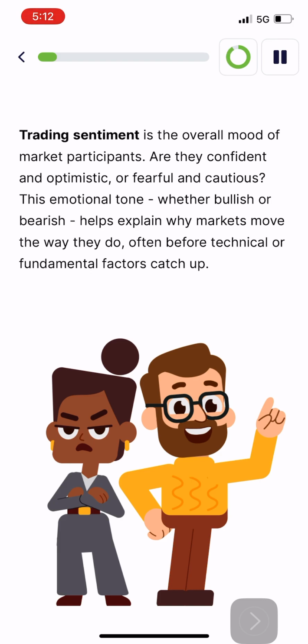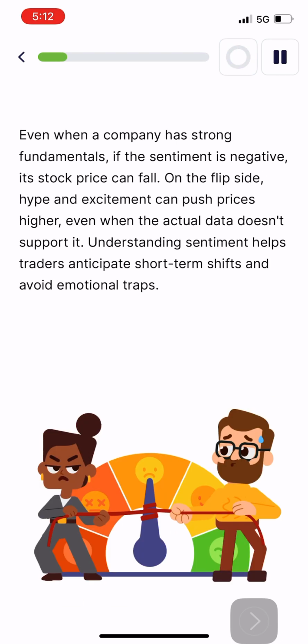Even when a company has strong fundamentals, if the sentiment is negative, its stock price can fall. On the flip side, hype and excitement can push prices higher, even when the actual data doesn't support it. Understanding sentiment helps traders anticipate short-term shifts and avoid emotional traps.